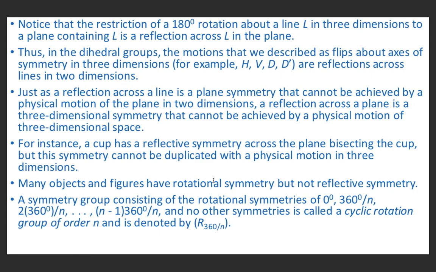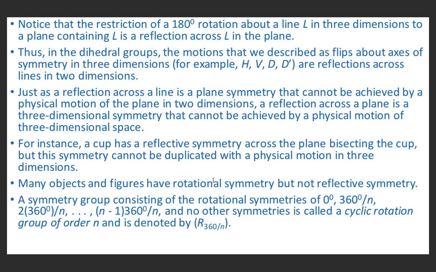Notice that the restriction of a 180-degree rotation about a line L in three dimensions to a plane containing L is a reflection across L in the plane. Thus, in the dihedral group, the motions that we described as flips about the axis of symmetry in three dimensions, for example H, V, D and D dash, are reflections across lines in two dimensions. Just as a reflection across a line is a plane symmetry that cannot be achieved by a physical motion of the plane in two dimensions, a reflection across a plane is a three-dimensional symmetry that cannot be achieved by a physical motion of three-dimensional space.